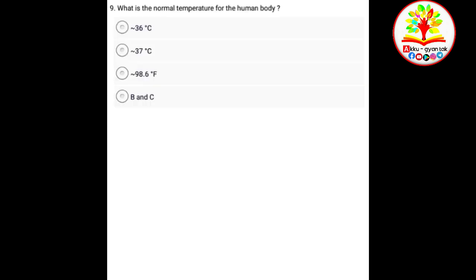What is the normal temperature for the human body? A. 36 degrees Celsius. B. 37 degrees Celsius. C. 98.6 degrees Fahrenheit. D. B and C.